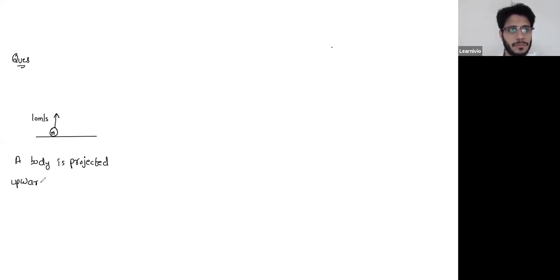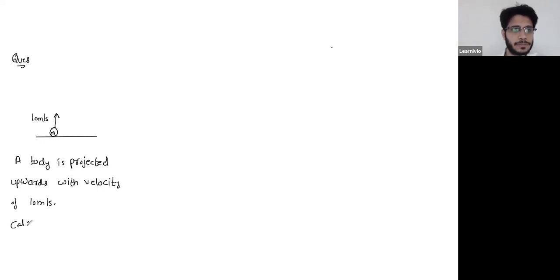Let's take a body of mass m. I projected this body upwards with a velocity of 10 meter per second. This is the given data. A body is projected upwards with velocity of 10 meter per second.